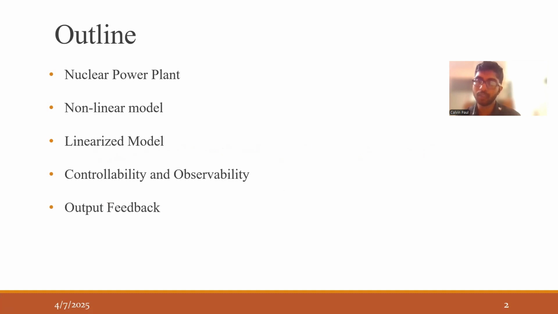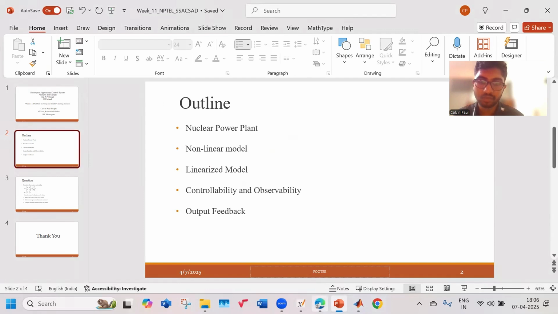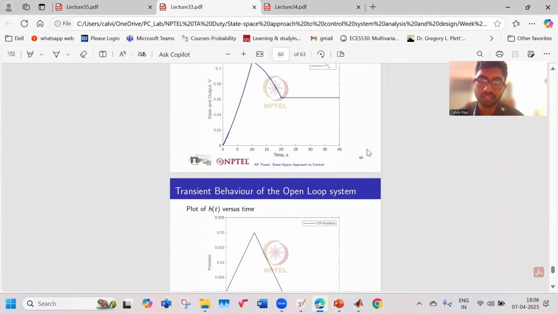Once it was proved that the system is controllable and observable for the determinant greater than zero, that is, the neutron density greater than zero, Sir used the concept of output feedback to design a controller for the system. So we will be looking into these aspects. Let me open the PDF that Sir has shared.